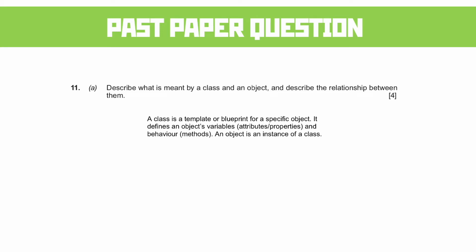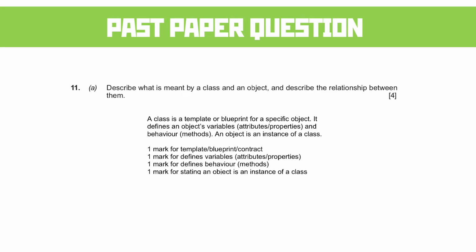So where did the 4 marks come from? You get a mark for mentioning the template key to describing a class. There's a mark for defining variables or properties is the correct word for them in this case. There's a mark for defining the behaviors or the methods is the correct word in this case.